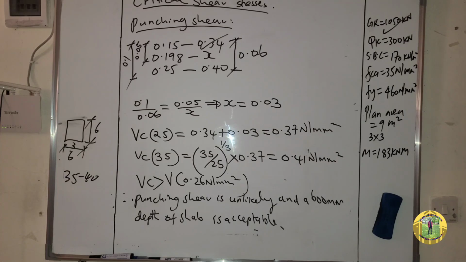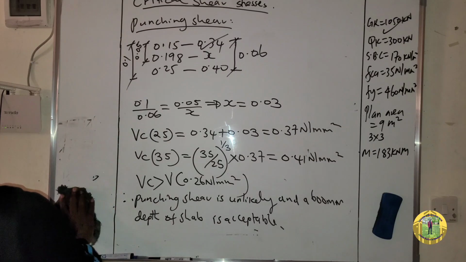We now proceed to what we call face shear. I told you we have 3 shears, that is the punching shear, the face shear, and the transverse shear. Let's now proceed to face shear.